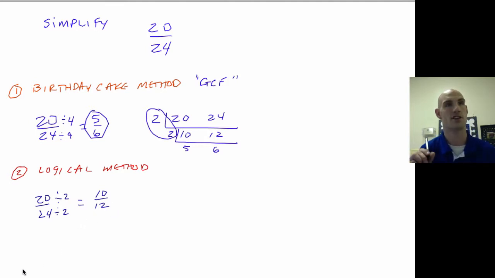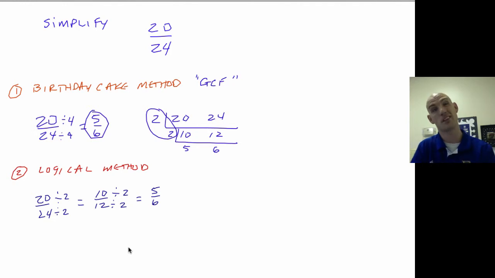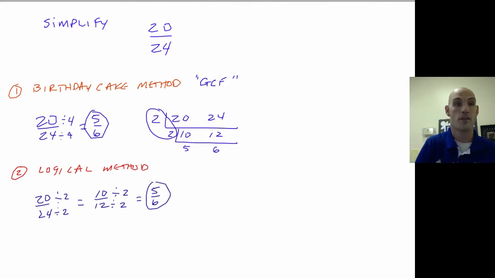But then I look at it and I logically think, well, they're both still even. So I know I'm not in lowest terms. So what I need to do is I need to say to myself, 2 goes into both again. And I end up with 5 over 6. Logically speaking, I look at it and I say, is there something that goes into 5 and 6? Well, no. So my answer is 5/6. Here's a third way.